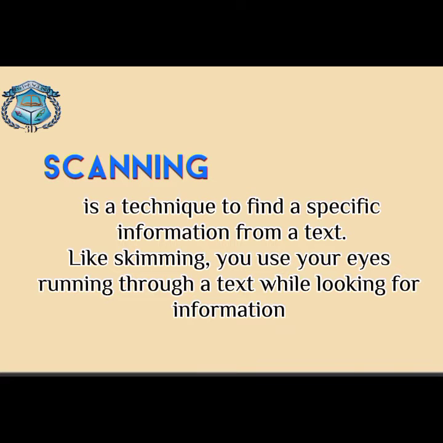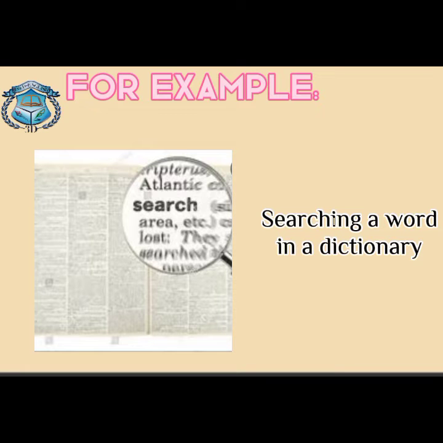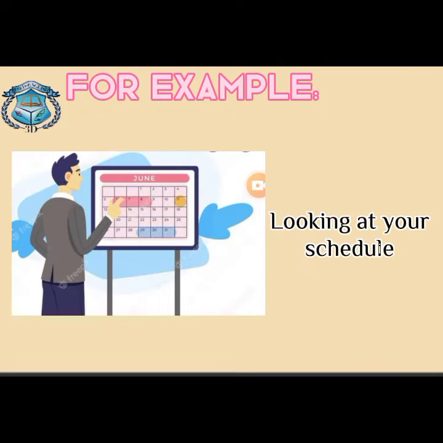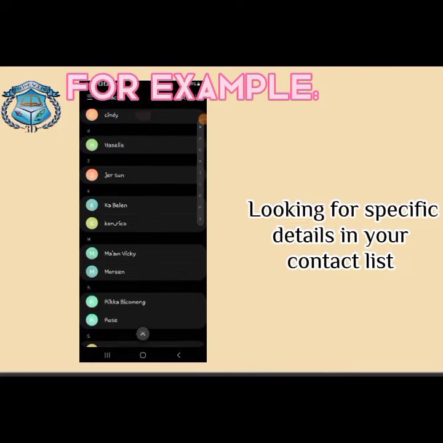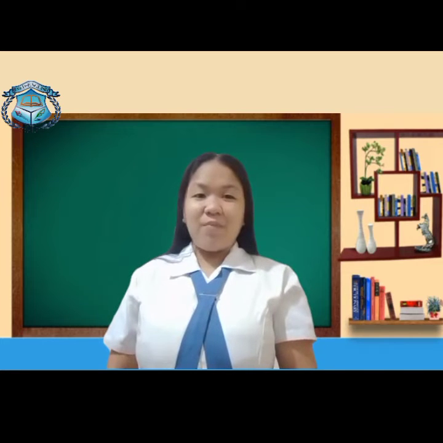Scanning. Scanning is a technique to find a specific information from the text. Like skimming, you use your eyes running through the text while looking for the information. For example, searching a word in a dictionary. Looking at your schedule. Looking for specific details in your contact list. What we did earlier in the puzzle, where we find some words, is an example of scanning.